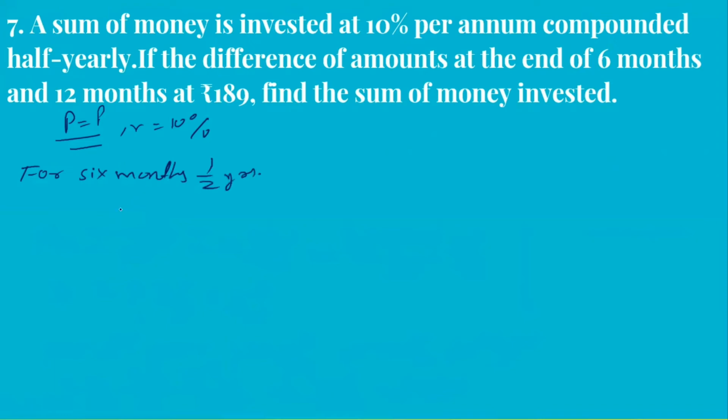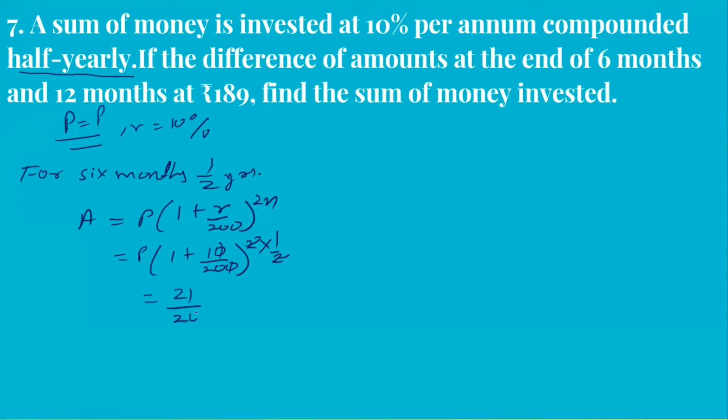For half year, we have A is equal to P in bracket 1 plus R upon 200 raised to 2n, because the interest rate is reckoned half yearly, compounded half yearly. So we have P in bracket 1 plus the rate of interest here is 10 upon 200 raised to 2 into 1 by 2. This 2 and 2 got cancelled. So 20 plus 1, 21 upon 20p is the amount. Got it? So this is the amount for first 6 months, right?